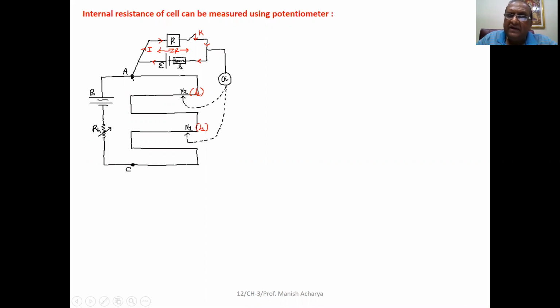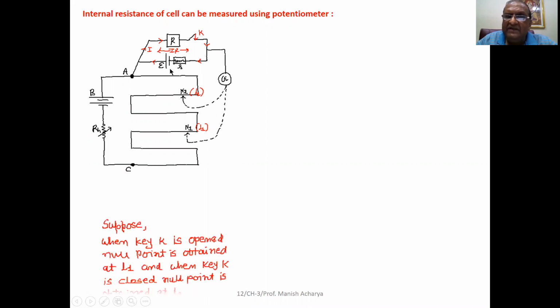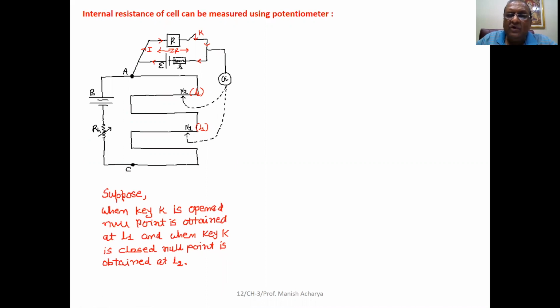And now find out the null point. So here, suppose the null point is obtained at position N1 and the length of the potentiometer wire required to obtain this null point is L1. Then we can write the EMF E equal to L1 times 5. That is the potential difference or potential drop across A and N1.